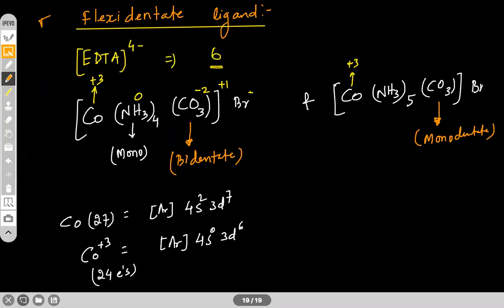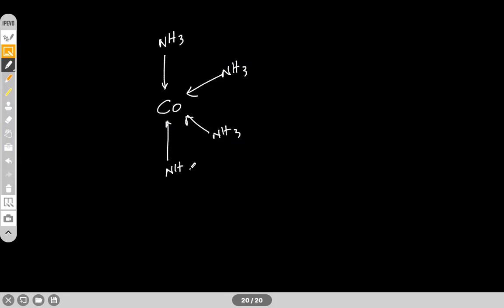Basically, if I draw a rough diagram of these two molecules, in the first one we have four NH3 molecules with cobalt present somewhere here, and four NH3 like this: one NH3 here, then two, then three, and then four NH3 here. And the carbonate ion is this. We have C double bond O, O minus, and both the oxygens of the carbonate ion are donating electrons to the cobalt.